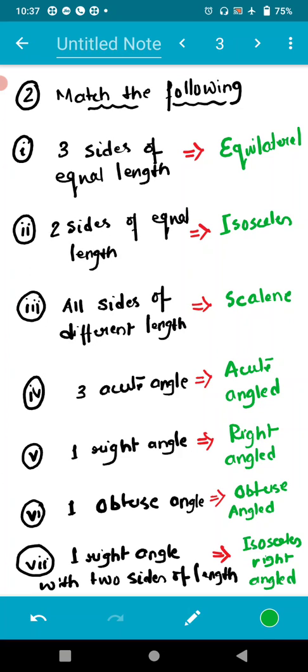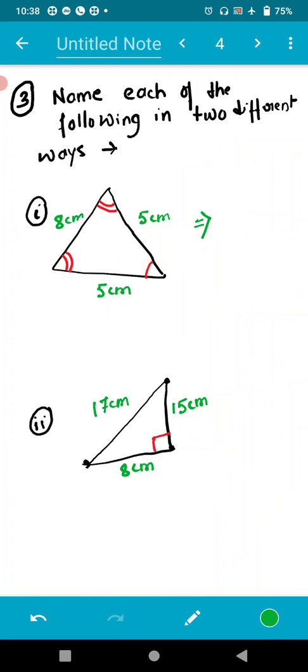Now let's move on to question number 3. So in question number 3 some figures are given, but for each figure you have to write 2 different names. Fine. So that means we have to see sidewise also and angle wise also. So first of all, the first name we will give based on sides. Okay. Now, as you see in this triangle, the two sides are equal to each other. Sorry. Two sides are equal means isosceles triangle. Extremely sorry, students. It is isosceles triangle based on side.